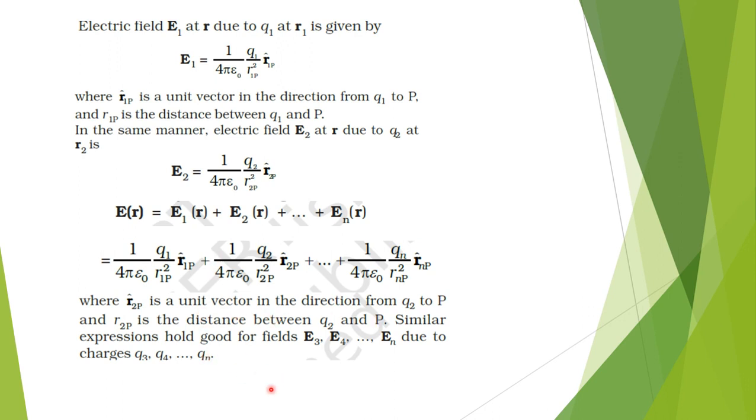And we'll find the resultant electric field due to all these charges, and we can write the final equation using the summation sign. Okay, summation symbol, 1 by 4 pi epsilon naught sigma i varies from 1 to n, qi by rip square into rip cap. This is the resultant electric field due to all these charges q1, q2, etc. qn. This you are familiar with, no? Sigma, summation from 1 to n. So this is our final equation.